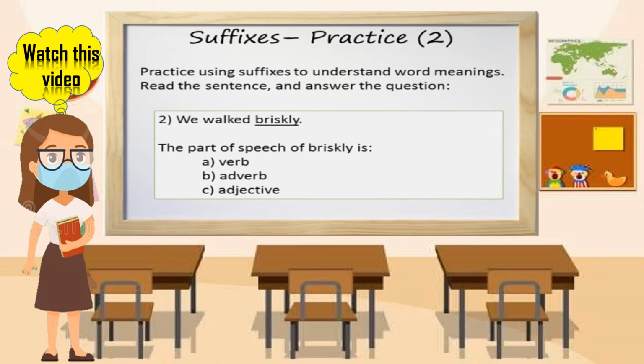Number 2, we walked briskly. The part of speech of briskly is A, a verb, B, an adverb, or C, an adjective. We don't necessarily need to know what briskly means to answer this question. We just need to know what part of speech ly usually gives a word. What's the correct answer? B, adverb. Ly forms an adverb, and the adverb briskly means quickly.